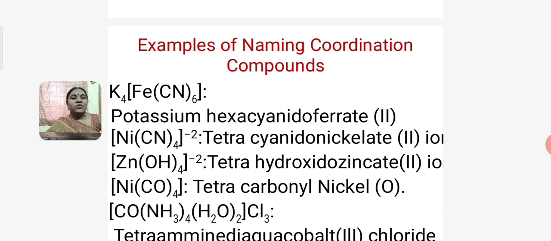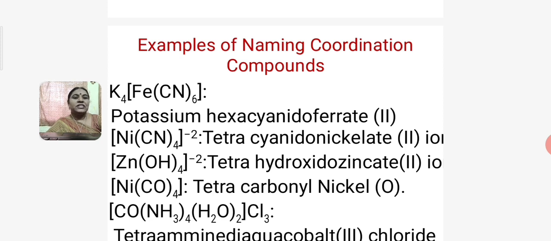And finally, the central metal ion is to be named, and it is iron. Iron has a Latin name, that is ferrum. So whenever a metal has a Latin name, it is named by its Latin name. So it becomes potassium hexacyanidoferrum. And then here the complex has a negative charge. If the complex is an anion, then the name of this metal ion has to end with ate.